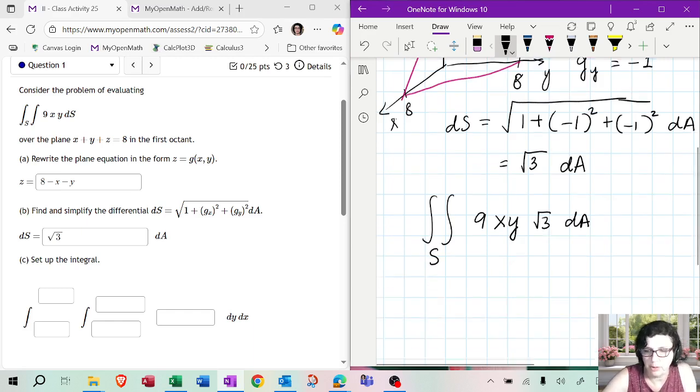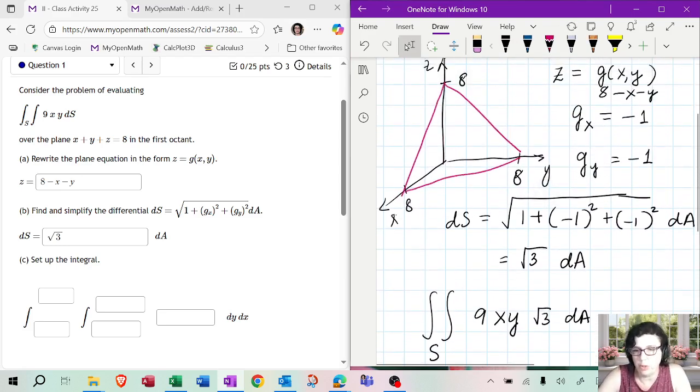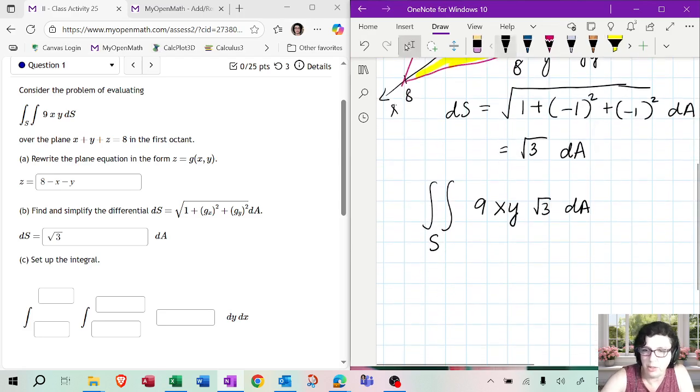So we need to integrate. Now, integrate over what? Well, the what is going to be the projection of the surface onto the xy plane, because it's going to be right here, right? That's going to be that triangle. So we need to set up the double integral over that triangle.